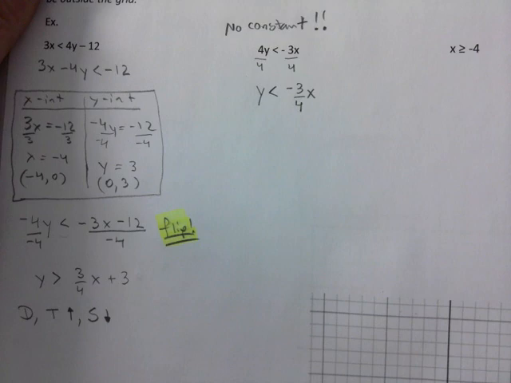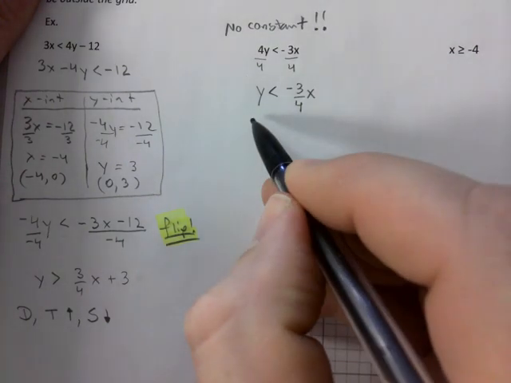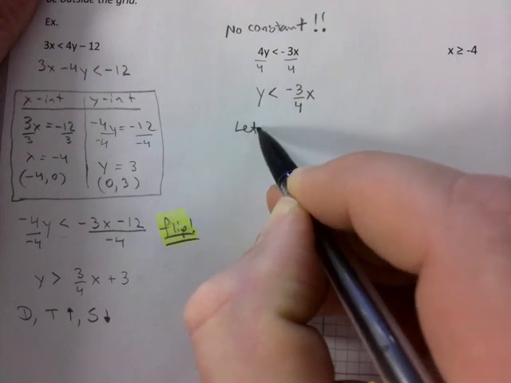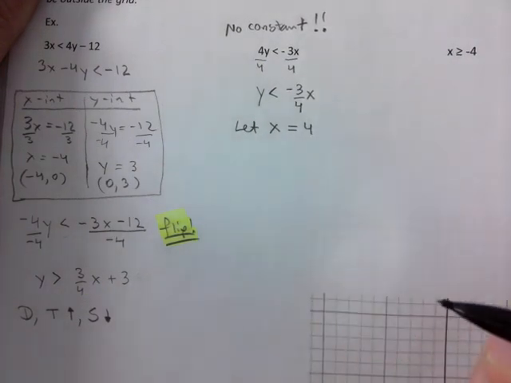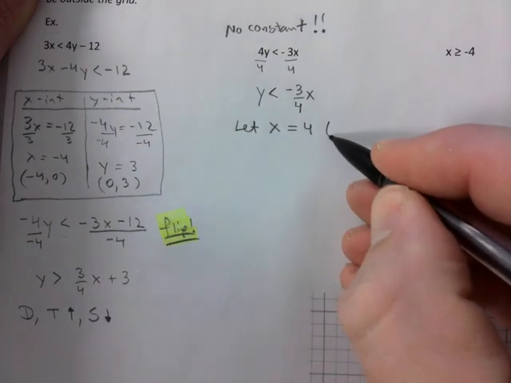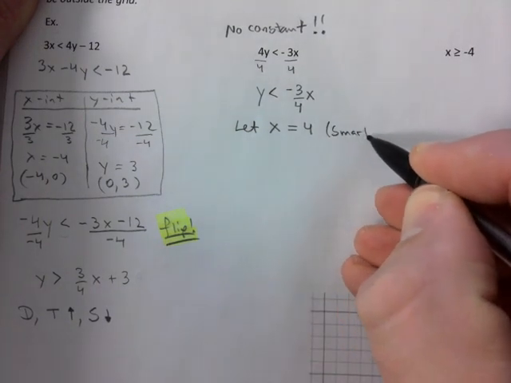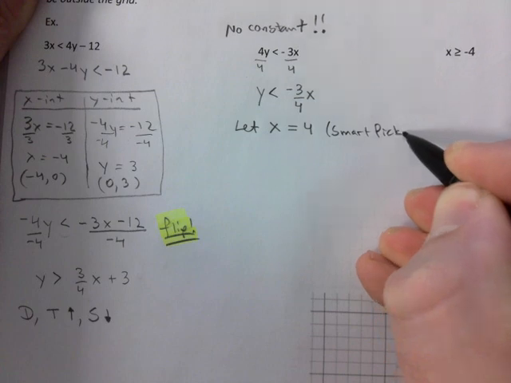I've done it multiple ways, but I think I'm going to start this way. Let x equal to 4. I will say smart pick. I don't know. Does that make sense?